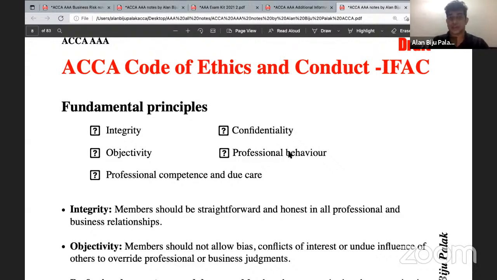It must not be directly or indirectly influenced by anyone else. That is what objectivity states. Then confidentiality. The confidentiality principle includes two principles.